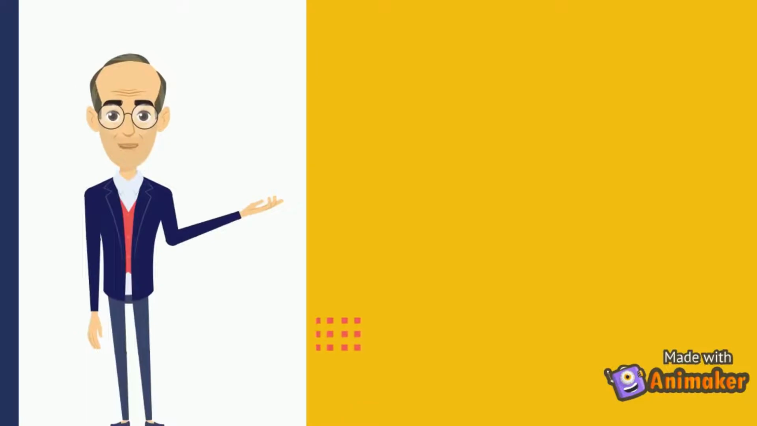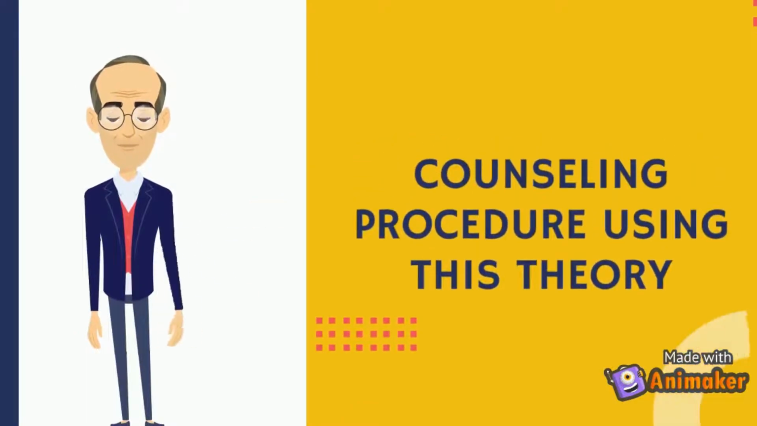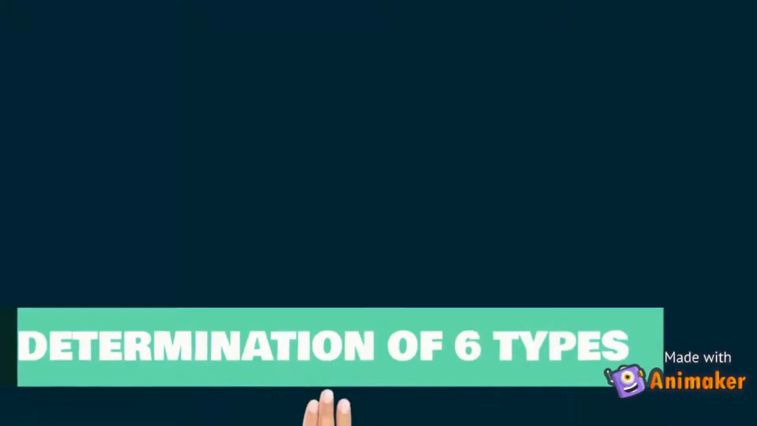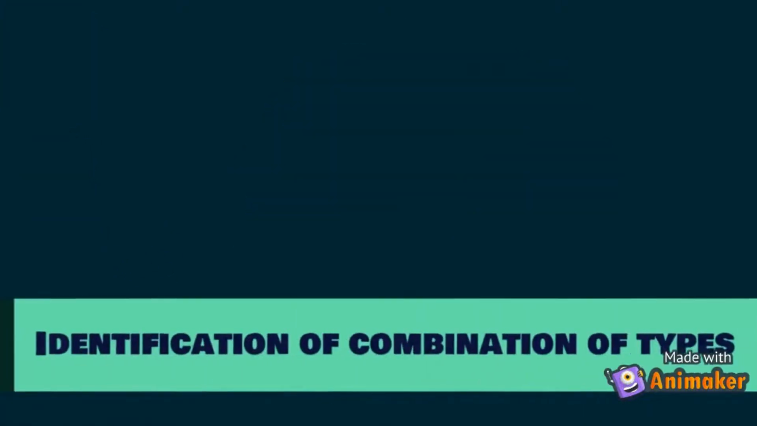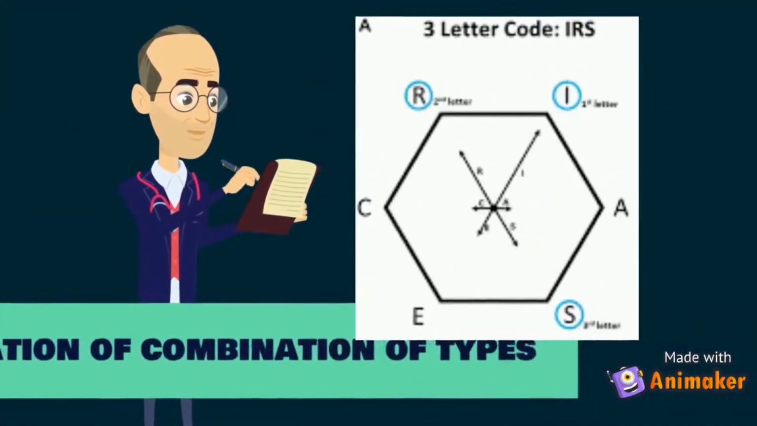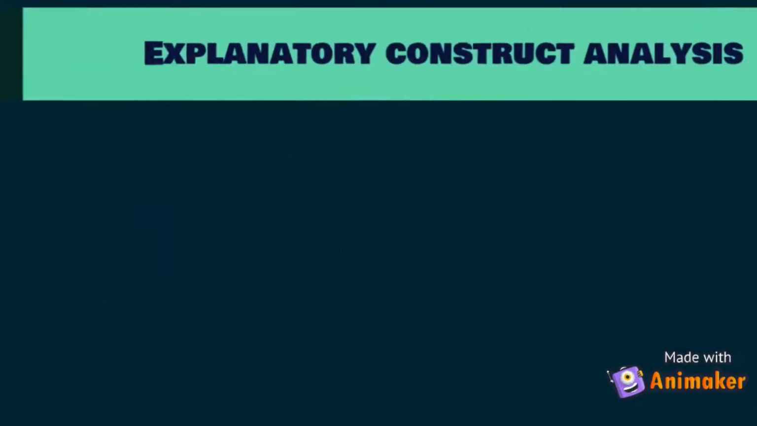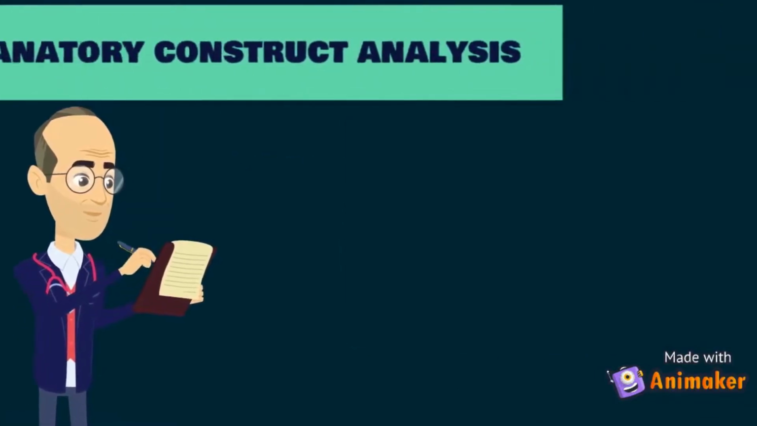Right? So what is the counseling procedure using this theory? First, let's determine the 6 types. Second, identification of combination of types. And lastly, explanatory construct analysis.